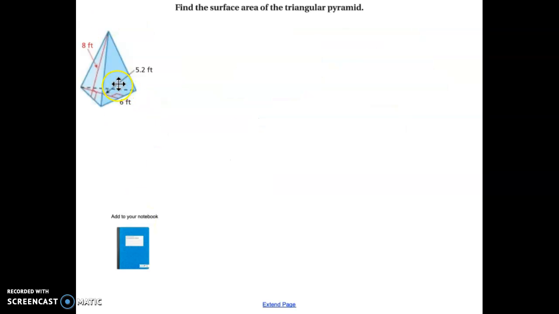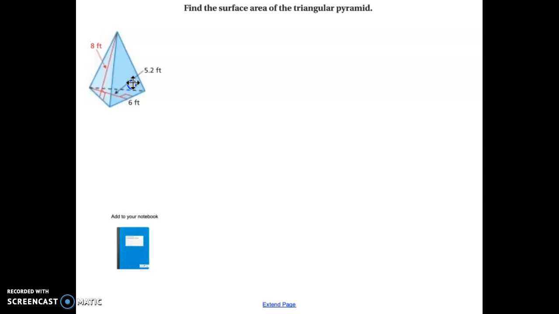All right, let's take a look at this one here. So find the area of the triangular pyramid. Now this one is a triangular pyramid because, that's right, it's all about the base. It has a triangle for a base. So go ahead and do this work in your notebook, and I'll see you in just a second with some answers.